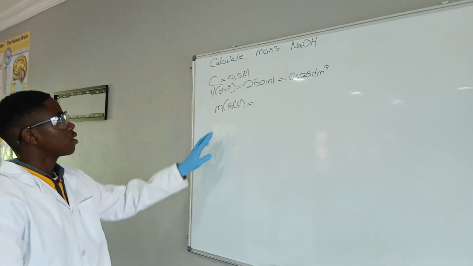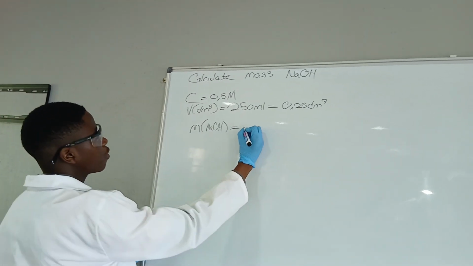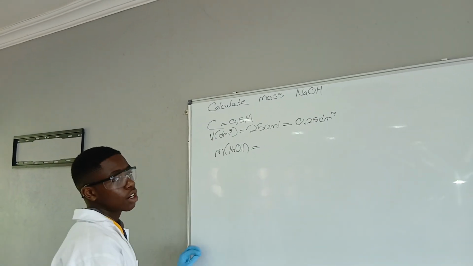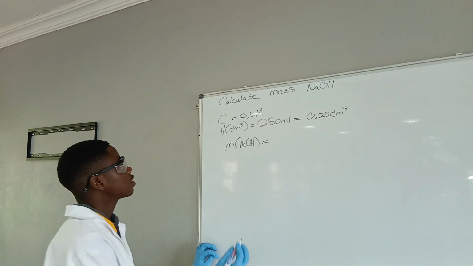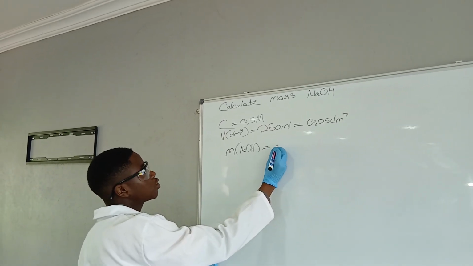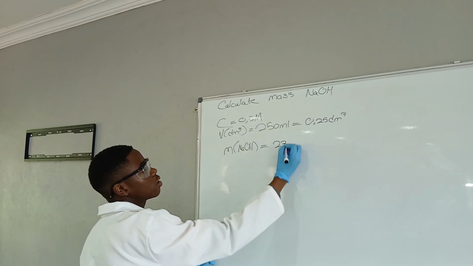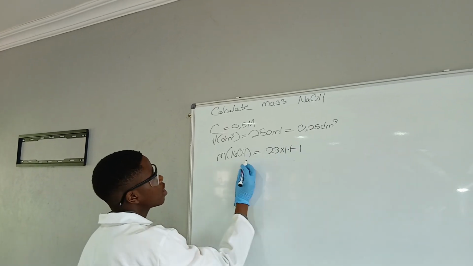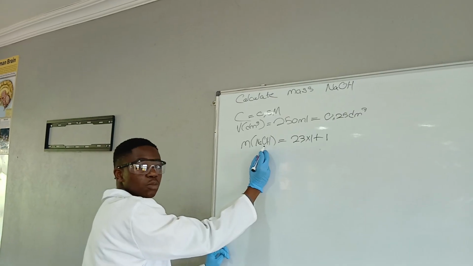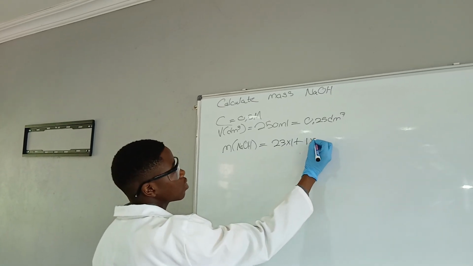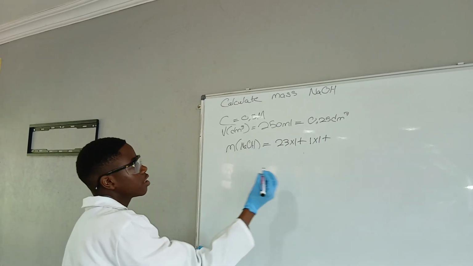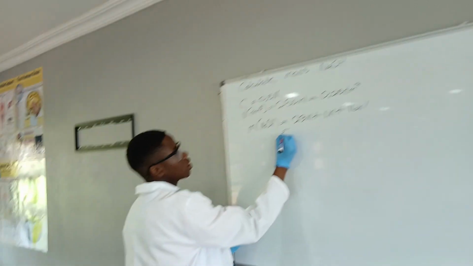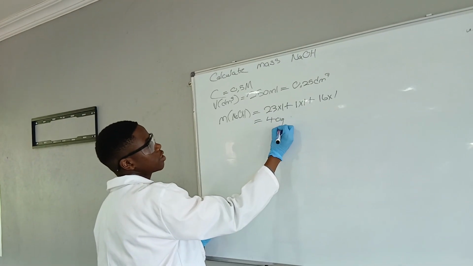Using the formula, the mass number of sodium is 23. We're going to calculate the molar mass of sodium hydroxide using the relative masses. The relative atomic mass of sodium is 23 multiplied by 1, plus the relative atomic mass of hydrogen times 1, plus the relative mass of oxygen, which is 16 times 1. Then we'll get 40 grams per mole.